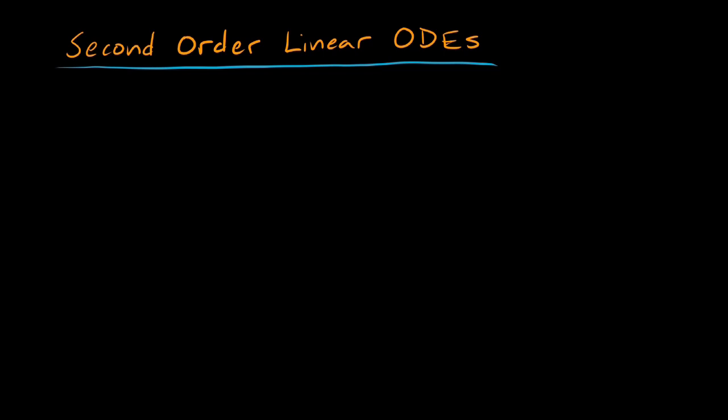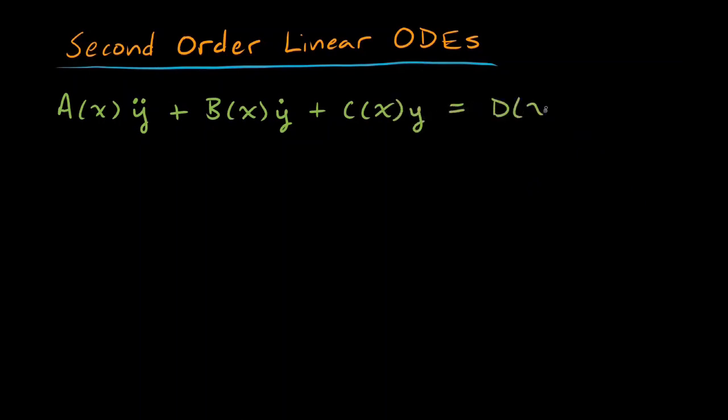During this session, within our introductory material for the Laplace Transform, we're going to carry on our discussion about ordinary differential equations. Last time we talked about first-order linear ordinary differential equations, and this time we're going to focus on second-order linear ordinary differential equations. So the general form is a(x) y double dot plus b(x) y dot plus c(x) y equals d(x).